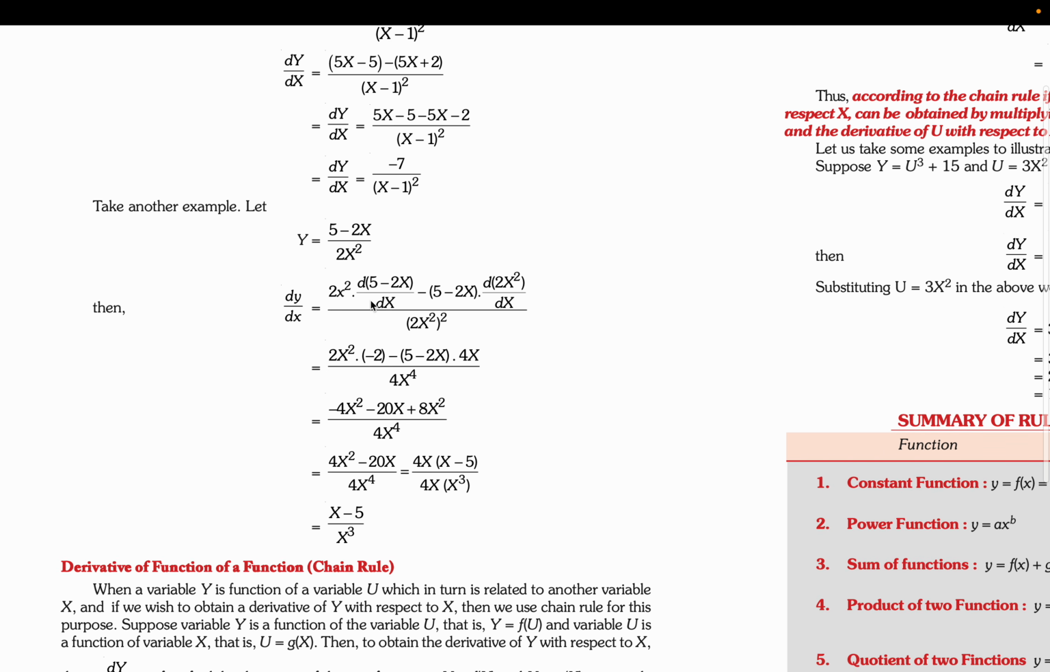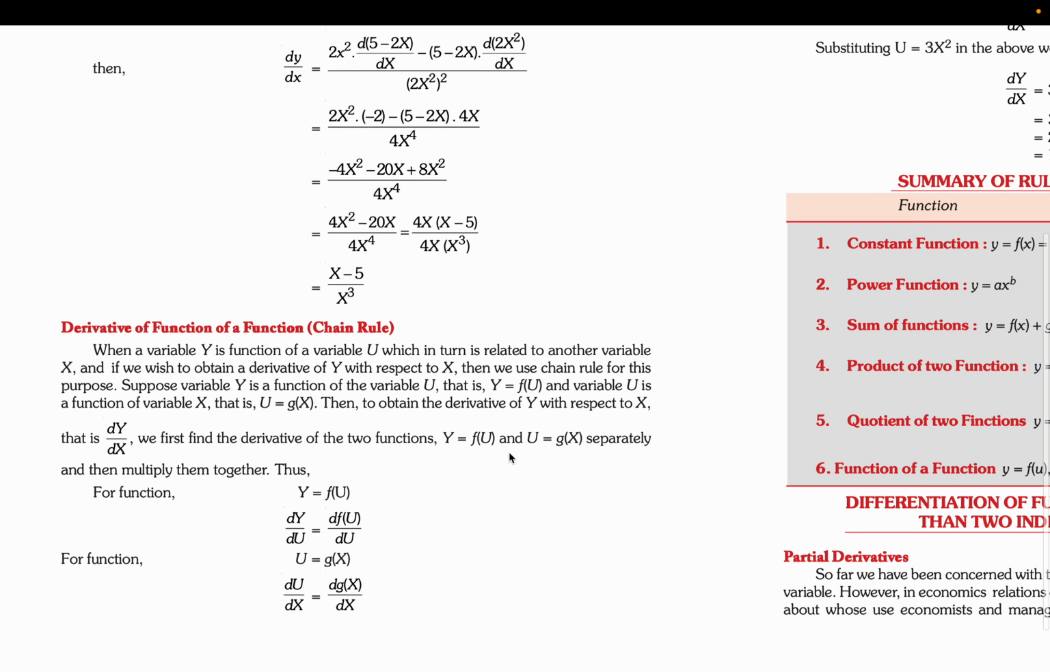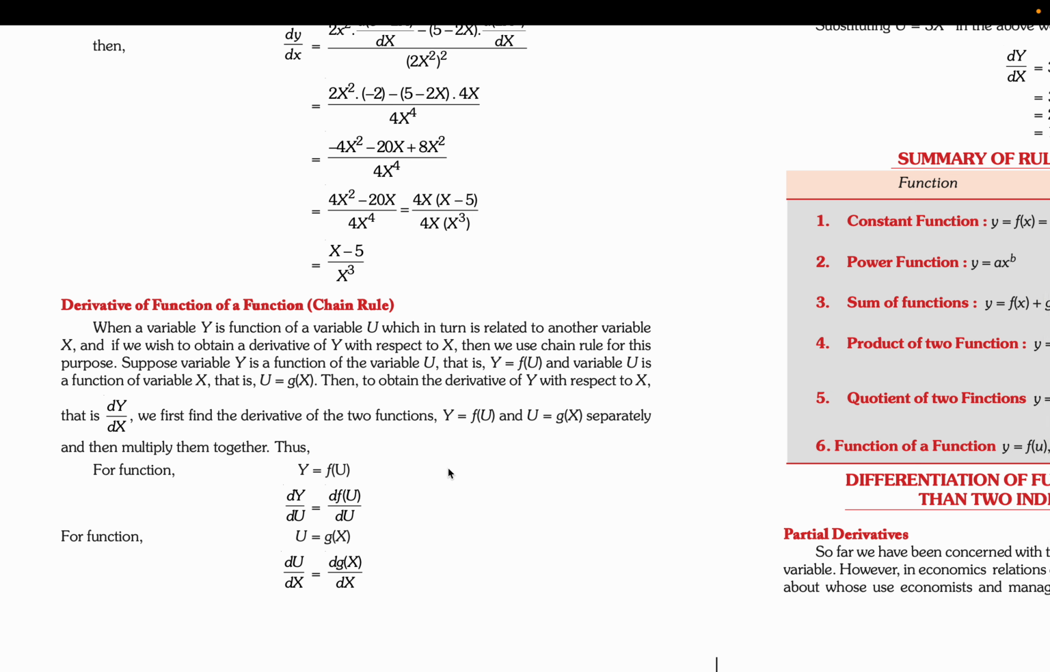Take another example, keep the denominator as it is, differentiate the numerator, which comes down to a minus 2 right here. Then you keep the numerator as it is and differentiate the denominator 4x, right here, and then you simplify it easily. Let's come to the chain rule.